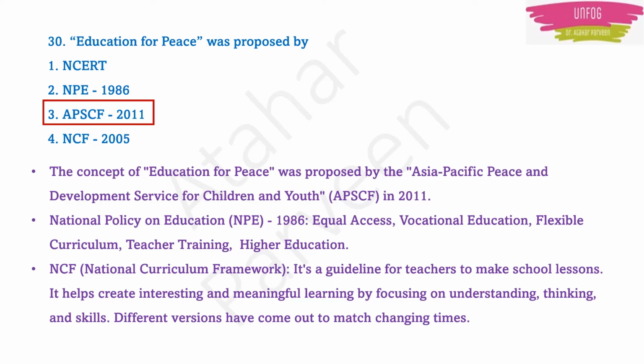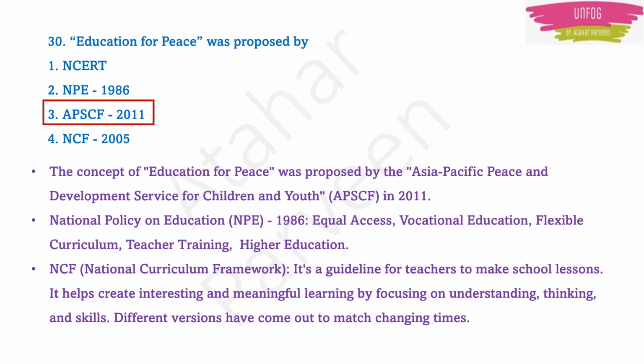Okay. Talking about NCERT, we all know that it's National Council of Educational Research and Training. So this is also an autonomous organization which was set up in 1961 by the Government of India, and this institute assists and advises the central and state governments on policies and programs for improvement in school education. Basically this NCERT is related to school education, you can say. Then talking about NPE 1986, it is National Policy on Education. It stressed on equal access, vocational education, flexible curriculum, teacher training and higher education.